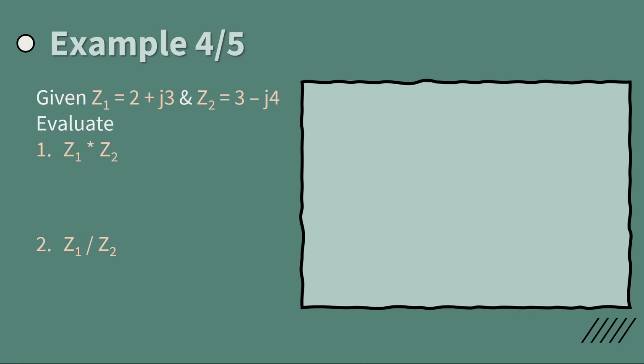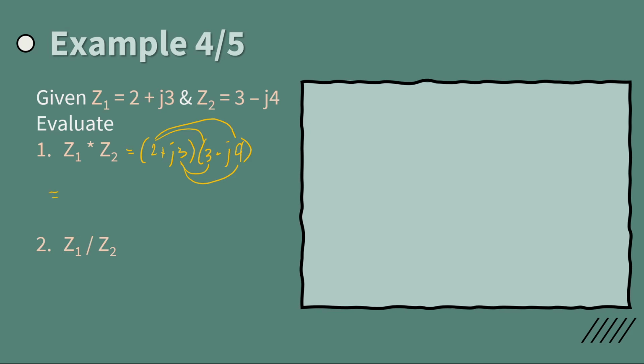We have another example, the product and division of two complex numbers. For the first one, we have the product of 2 plus j3 times 3 minus j4. We can use the FOIL method or simply distribute the terms. So 2 times 3, 2 times negative j4, j3 times 3, and then j3 times negative j4. Very simple, just multiply them.